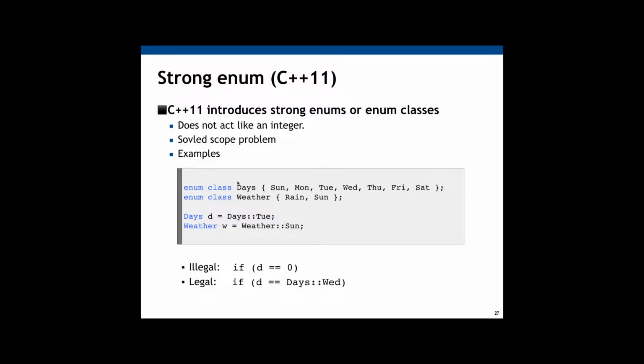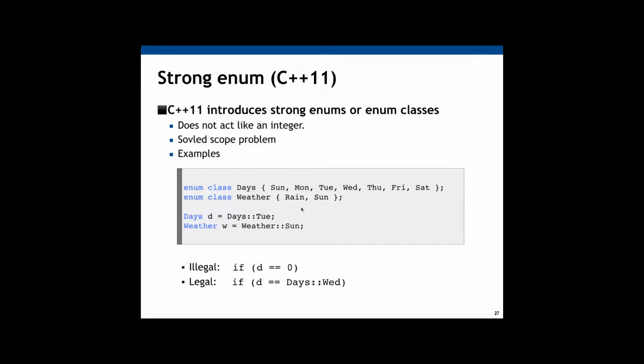Okay, this is about strong enums. A conventional enum is not an integer, but it can act as an integer. This is very old, and it opens up the possibility of human error. So strong enum completely disables this by not acting as an integer. And the strong enum also solves the scope problem.